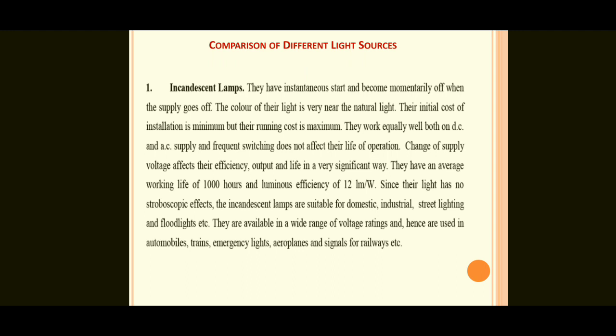Next one, comparison of different light sources. So incandescent lamps have instantaneous start and become momentarily off when the supply goes off.